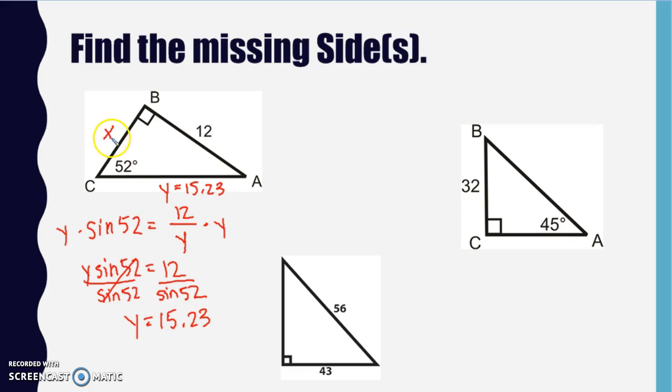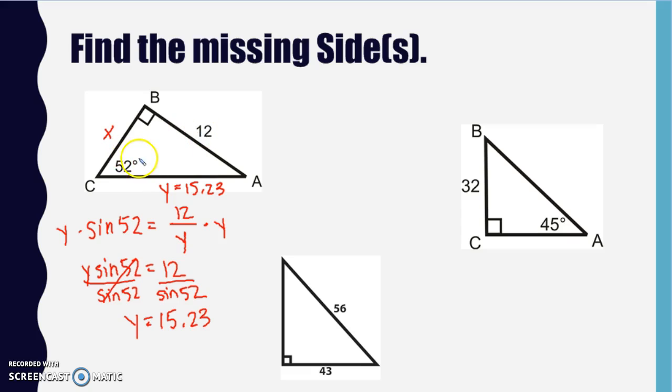Okay, so to find x, technically now I have two sides. So I could go ahead and say Pythagorean theorem, x squared plus 12 squared equals 15.23 squared. Or I could even do a trig function using my new hypotenuse, but that wouldn't necessarily be as accurate because 15.23 is rounded. So I'm going to choose to use the 12 that I have that's not rounded and use a trig function to find x.